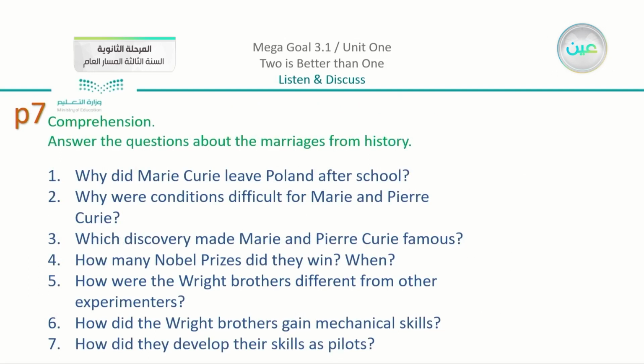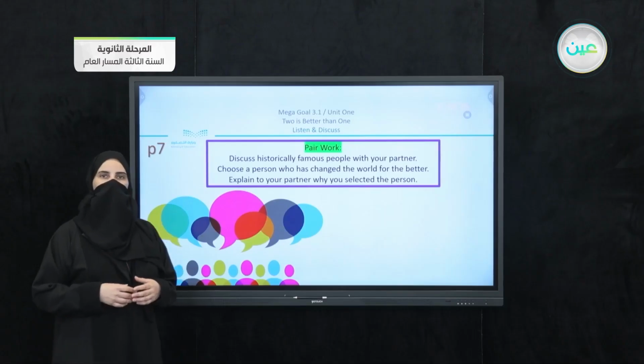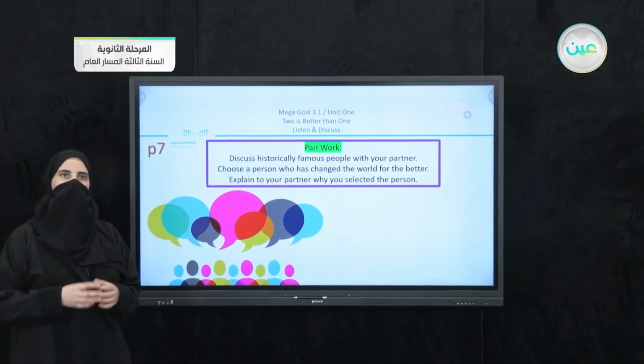Now, we do have the comprehension questions that we are going to apply as homework or practice, inshallah, in the second lesson. So be prepared and just answer the questions. Be ready for the next lesson. Now, as pair work, discuss historically famous people with your partner. Choose a person who has changed the world for the better. Explain to your partner why you selected the person. Also we have pair work to choose a team and search why you chose this team and what they did that made them so special.